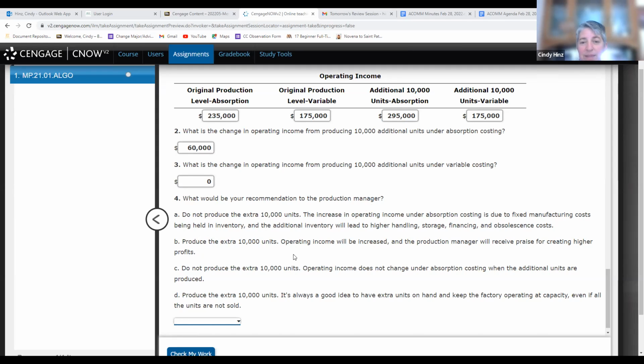So let's read what A and C say. The increase in operating income under absorption costing is due to fixed manufacturing costs being held in inventory. The additional inventory will lead to higher handling, storage, financing, and obsolescence costs. Yes, I agree with all of that. And letter C, do not produce the extra 10,000 units. Operating income does not change under absorption costing. Well, we just saw that it does change. So the answer would definitely be A. Okay, so we're going to end the chapter 21 problem there.